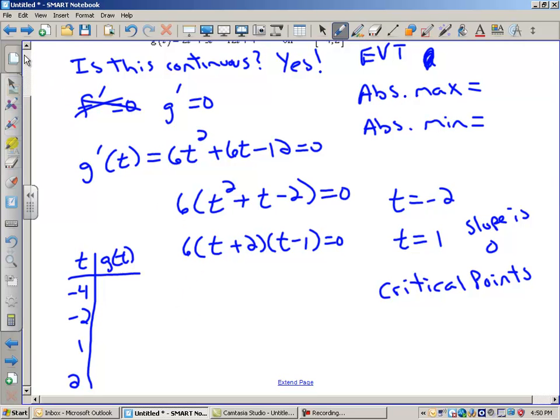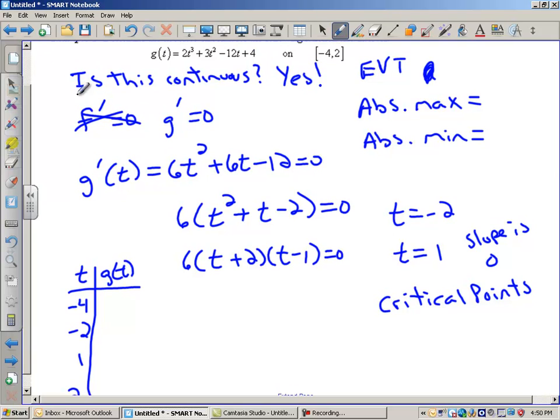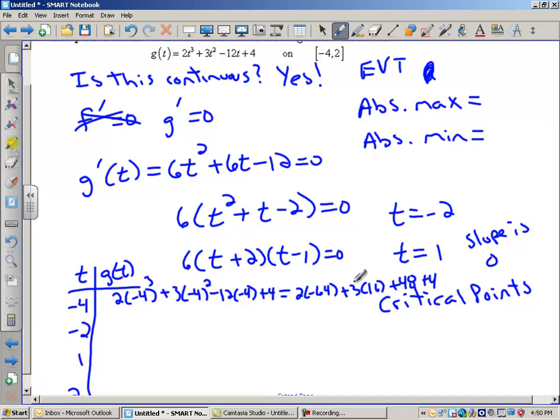So let's go back up and see what g was. If we plug in -4 for g, what do we get? I'm going to have 2 times -4 cubed plus 3 times -4 squared minus 12 times -4 plus 4. And we're going to plug all that in. Let's see what that would be. -4 cubed is -64. And then -4 squared is positive 16. And then plus 48, and then plus 4. I sure hope I did that correctly.